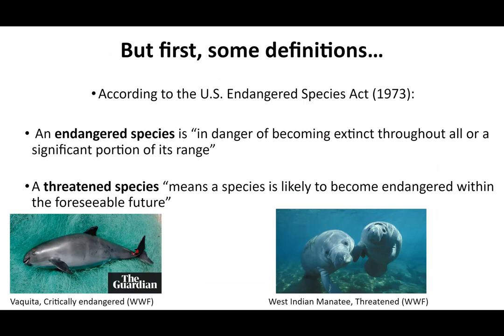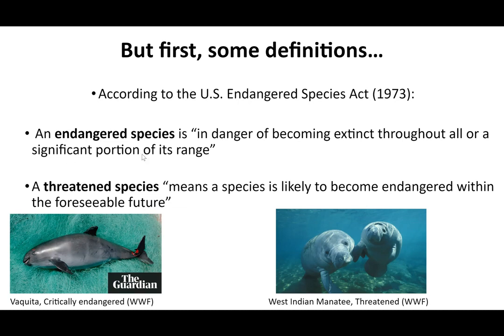So let's define some definitions. And we could do this with a really successful piece of legislation, the United States Endangered Species Act. It was enacted in 1973. And so we'll define an endangered species as something that is in danger of becoming extinct throughout all or a significant proportion of its range.